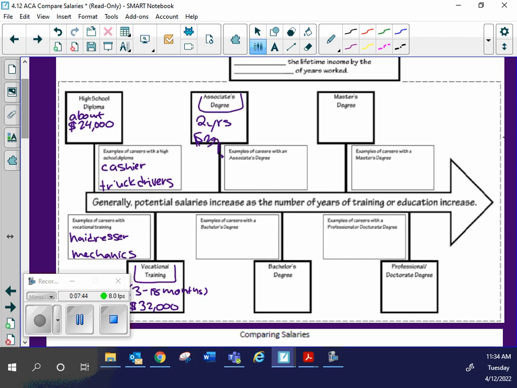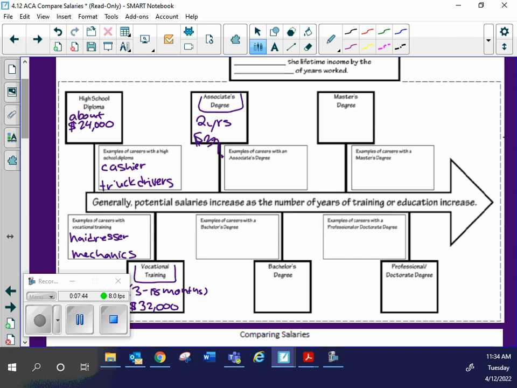Okay, so that was all talking about different salaries that you can make each year. If we were trying to find our lifetime income, how much money you would make in your whole entire life, you're going to multiply the annual salary, so that yearly salary, by the number of years worked. To calculate the annual salary, okay, you would divide your lifetime income by the number of years worked.